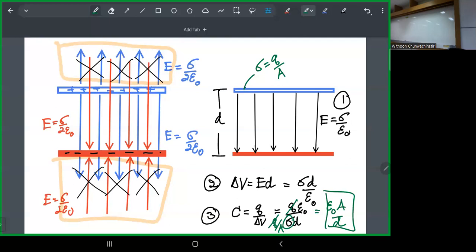And one very obvious characteristic of this is that it depends on the shape of the capacitor. If you use the same area and same distance, the C will not change. The only way you can change the C is to change the physical parameters of this.